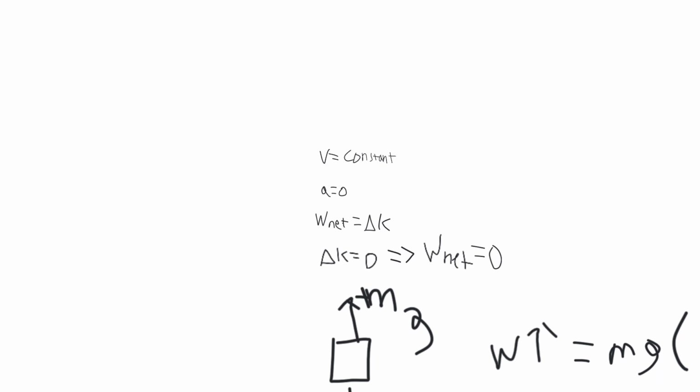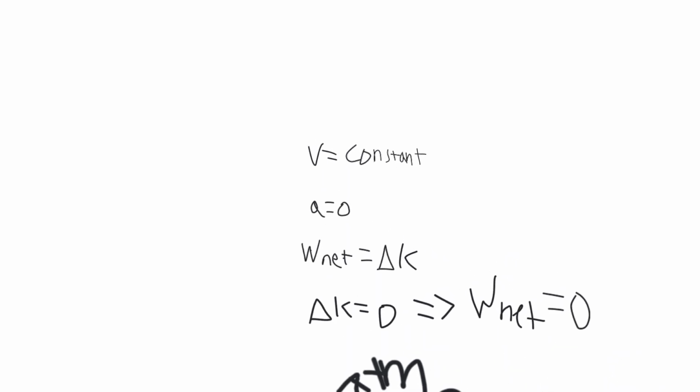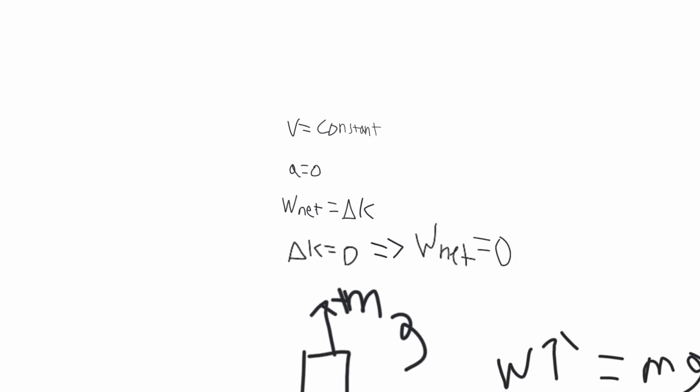Okay, so for this example, we're told that a man moves vertically up an object with a mass of 5 kilograms and a distance of 2 meters with a constant speed. So automatically we can see that the velocity is a constant, and this tells us that the acceleration is going to be 0, right? And when the acceleration is 0, we know for sure that the change in kinetic energy is also going to be 0.